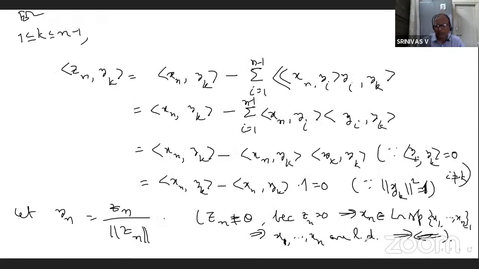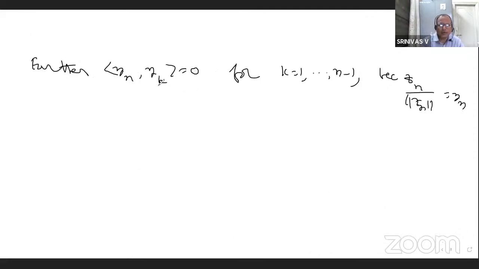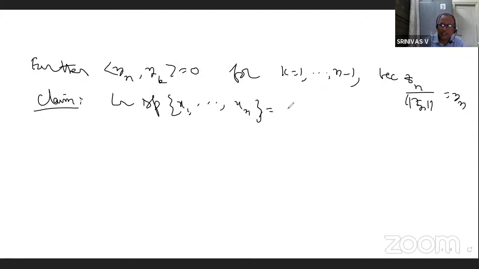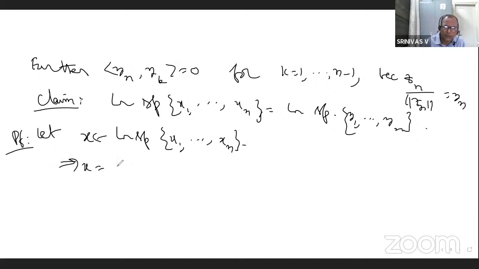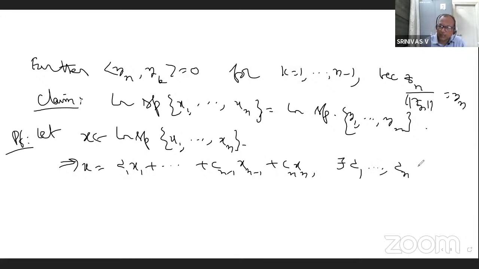Okay. Now we showed that y1 up to yn are orthogonal, right? And we have to show that the linear span of x1 up to xn is equal to the linear span of y1 up to yn. Okay. Let us start. Let us take an element from here. Let x belong to the linear span of x1 up to xn. Okay, means what? X is equal to c1 x1 plus up to cn minus 1 xn minus 1 plus cn xn. There exist scalars c1 up to cn belonging to the field.